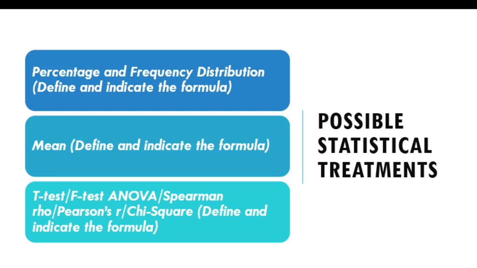Now, if you're using a weighted mean or mean, then the same process happens. You define and then indicate the formula for weighted mean. If you're using parametric statistics like t-test, f-test, or ANOVA, Spearman rho, or Pearson's r, chi-square, and all, then you define and indicate the formula. Even if you are using non-parametric statistics, you still do the same. You define and then you indicate the formula if ever there are.